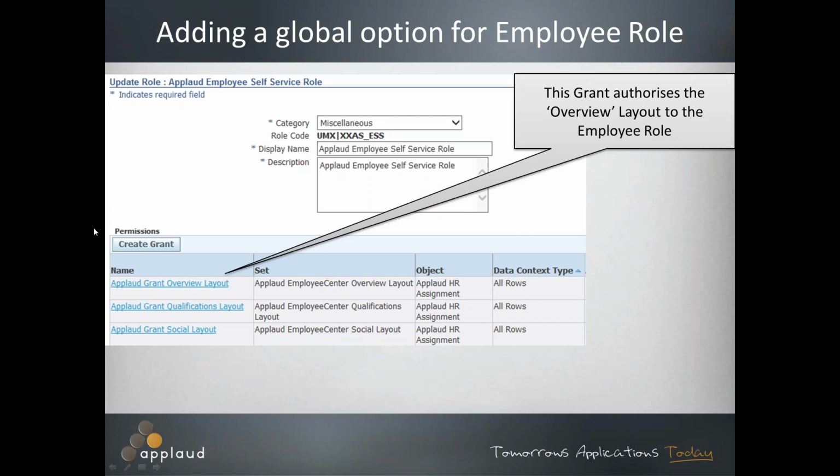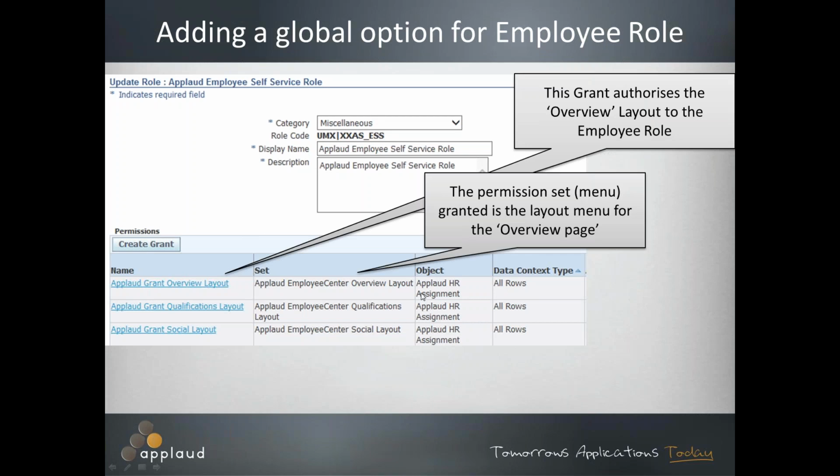Then if you look at how a grant is put together, it's just given a name. I do recommend you name your grants sensibly because they can build up to be quite a high number for a project. But in this case, what we're doing is giving access for this role to the overview layout. And this is the permission set there.